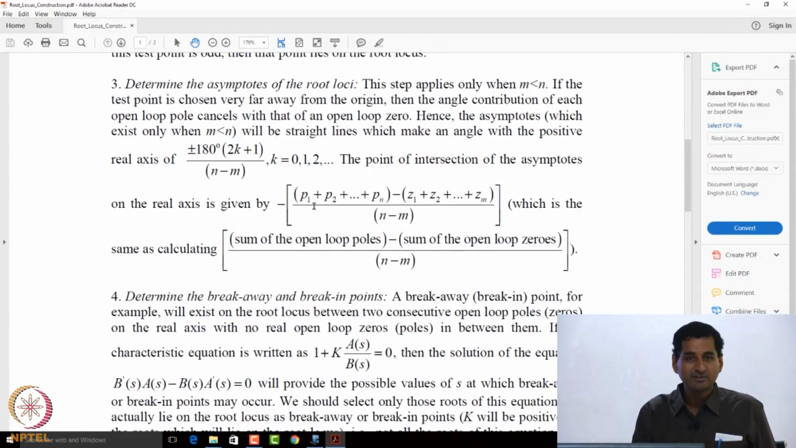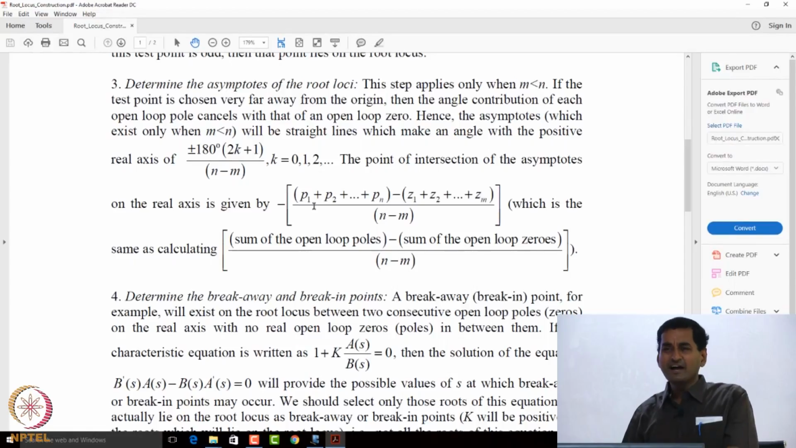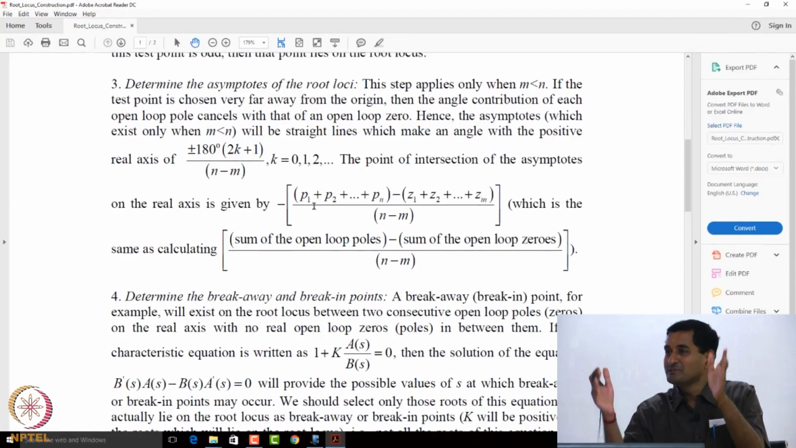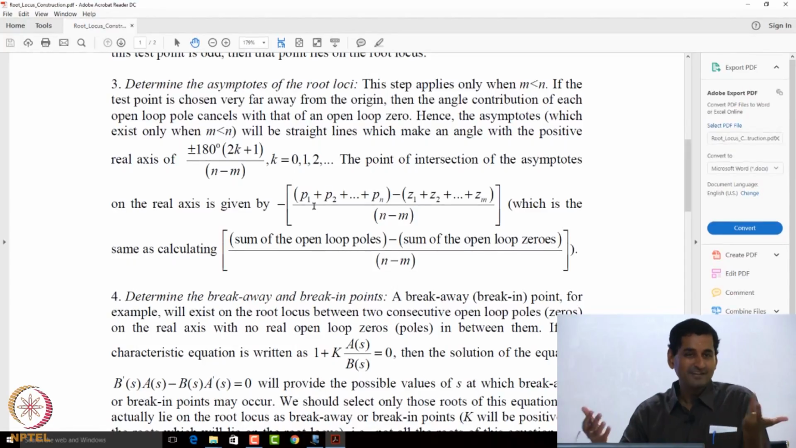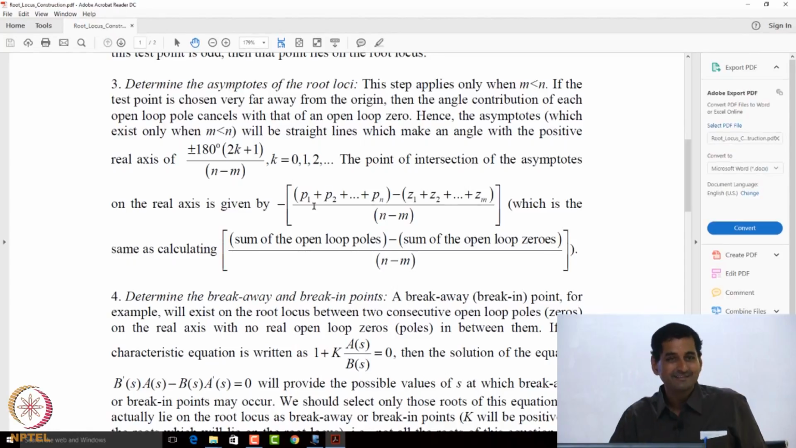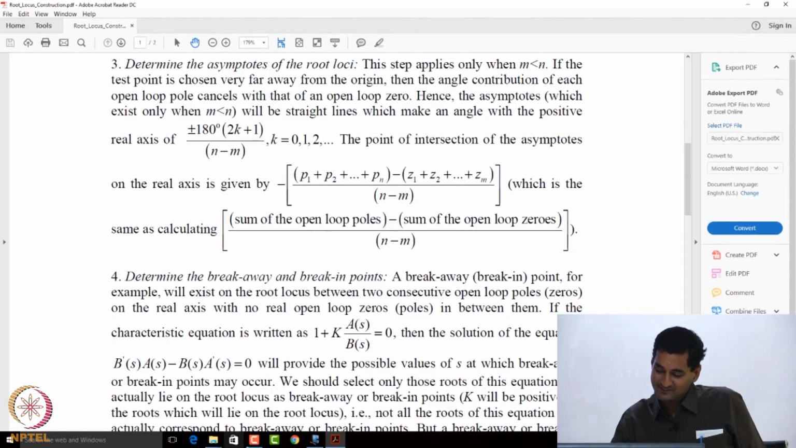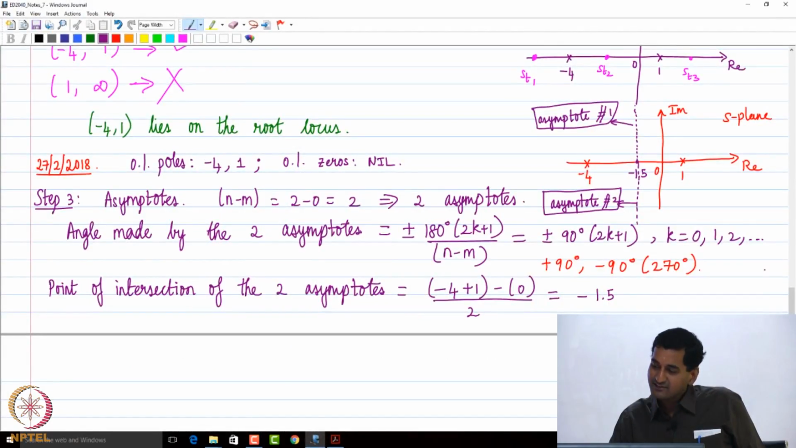So this formula becomes easy. I prefer that you remember this formula because it's easier. You write the open loop poles, sum everything, then sum all the open loop zeros, subtract, and divide by n minus m. It's easier to remember. That's why I suggested this formula. So that's essentially the calculation of asymptotes.